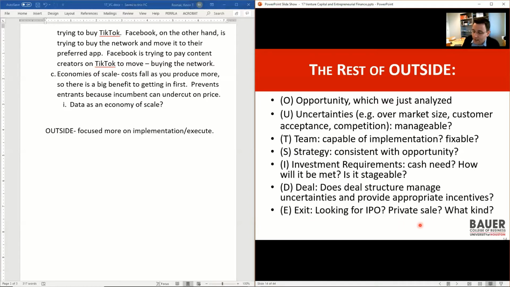And then exit. How are you going to exit the investment? That's always got to be on the mind, right? If you grow very quickly, you need to have some way to cash out later on. Could you go through an IPO? Is the founder going to be okay with that? Could you sell to another company? Again, is the founder going to be okay with selling to another company? So these are all things that the VCs are thinking through qualitatively when they're making these investments.